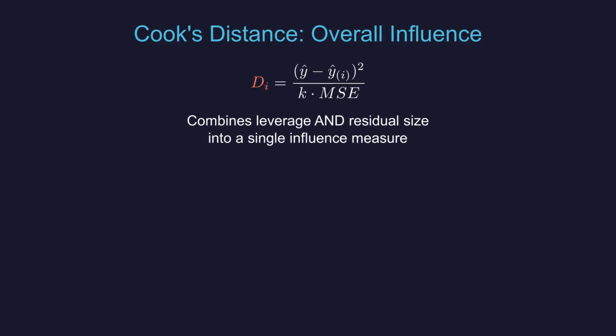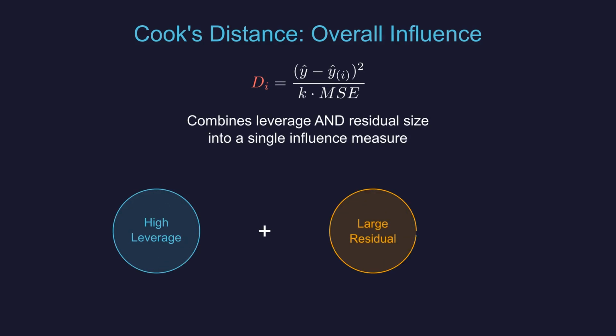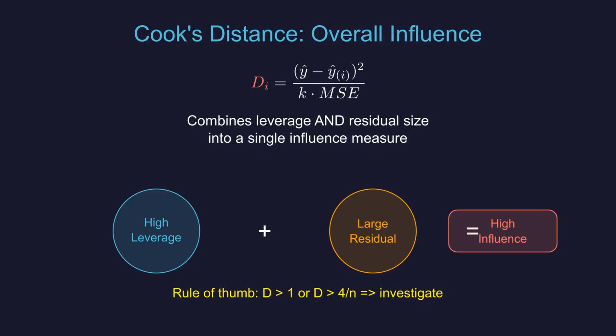Cook's distance combines leverage and residual size into one overall influence measure for each data point. The formula looks at how much the predictions change when we remove an observation. A point can be influential if it has high leverage, meaning unusual x values, or a large residual, meaning it doesn't fit the model well. When both are present, the influence is greatest. As a rule of thumb, investigate any point with Cook's d greater than 1 or greater than 4 divided by n.